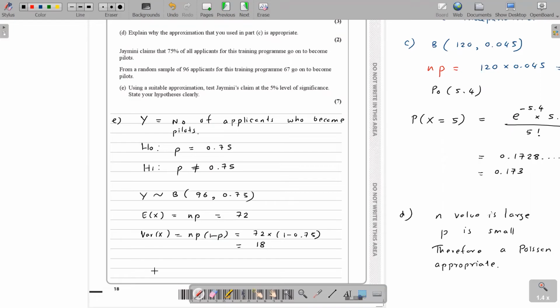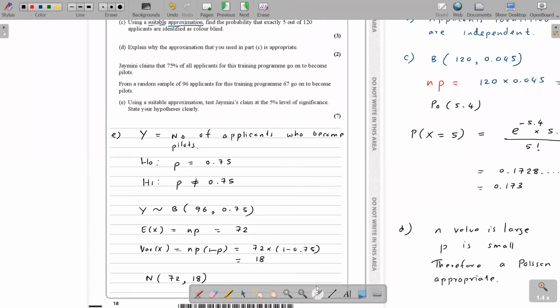So you can now write that we follow a normal distribution. Mean is how much? 72. And variance is 18, which means standard deviation is root 18. Careful here. Now what do we need to find?